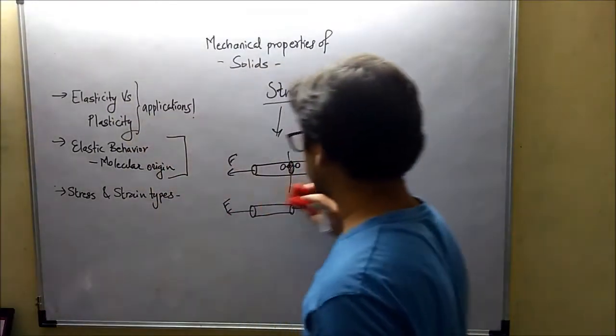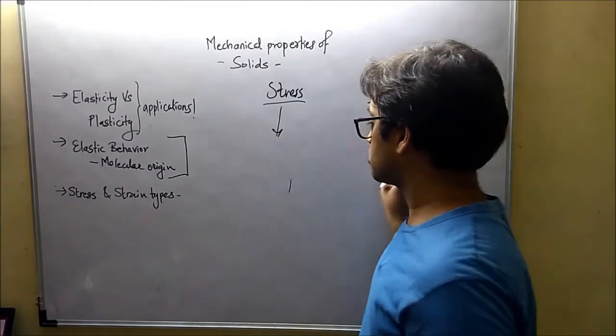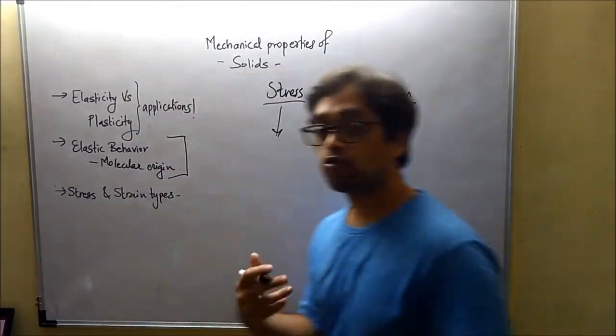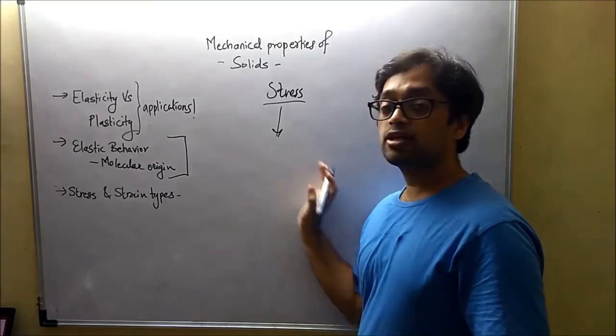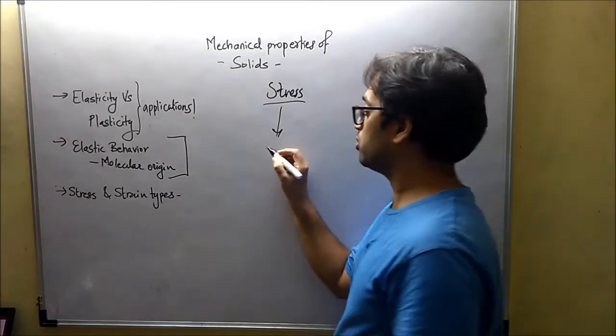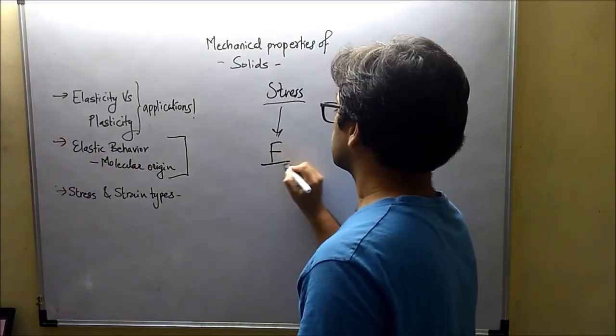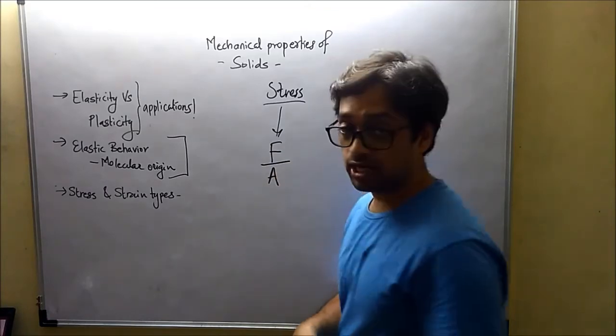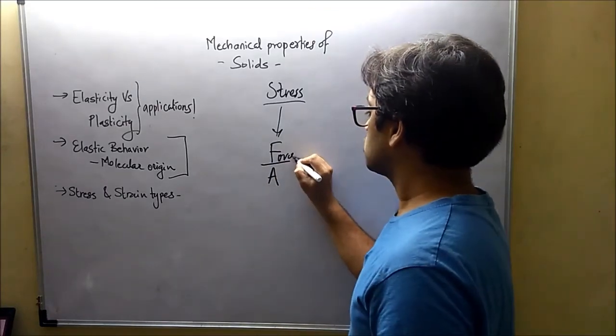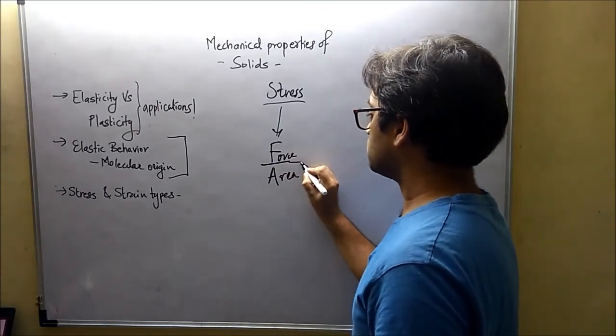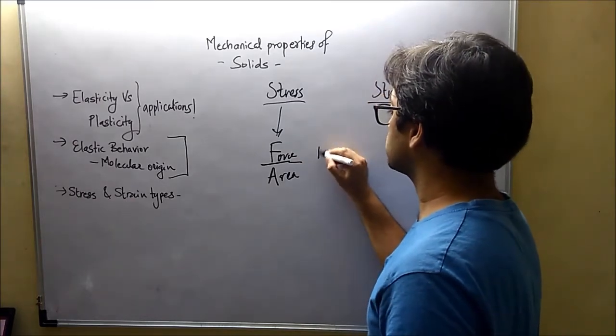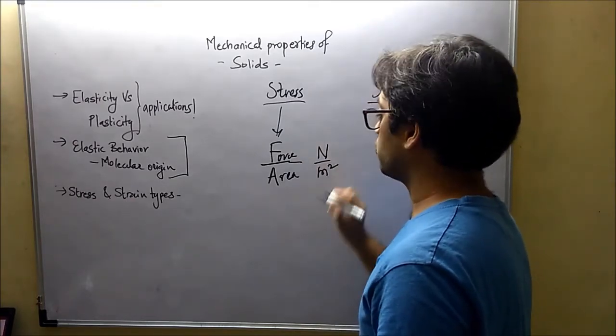So if I want to find out stress, I can say that stress is equal to intermolecular force per unit area, or it is also equal to force applied per unit area. So stress is defined as force per unit area, and hence the unit of stress is Newton per meter square.